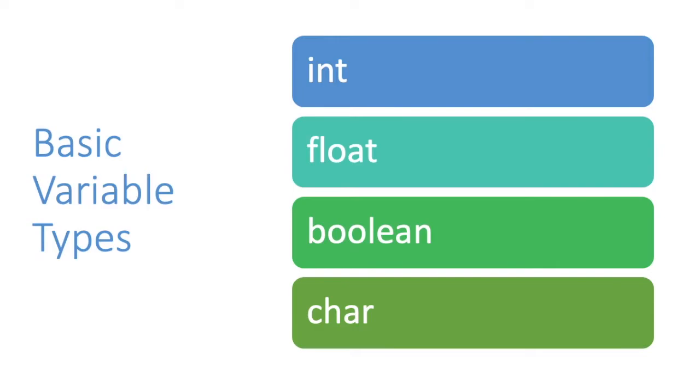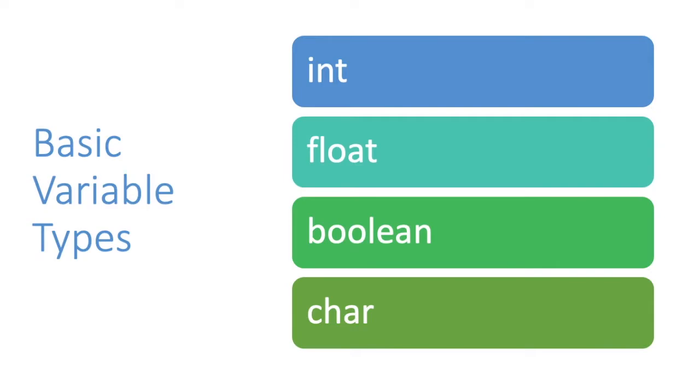The next kind of basic variable type that we can talk about is a Boolean. Boolean is just a fancy name for a true or false variable. It'll either be true or it'll be false, and that is all a Boolean is. Pretty simple. Just don't get too confused by the name.